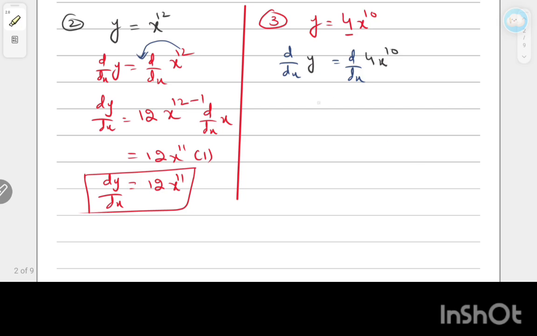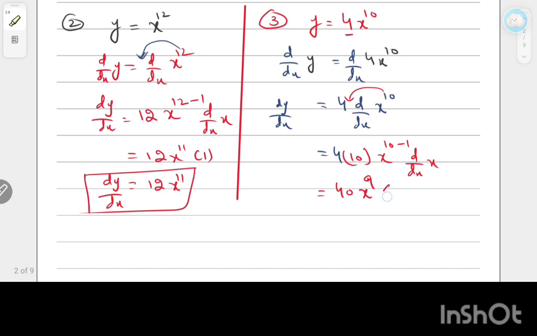According to the rule of derivative, we can write it in this form: 4 times the derivative of x power 10. We apply the power rule here. What is the power rule? The power comes to the start, then we subtract 1 from the power and take the derivative of x, because we take the derivative without the power. It will be 40 x power 10 minus 1, which is 9, and the derivative of x is 1, so 40 x power 9, we got this answer. Hopefully, dear friends, you can understand this concept.